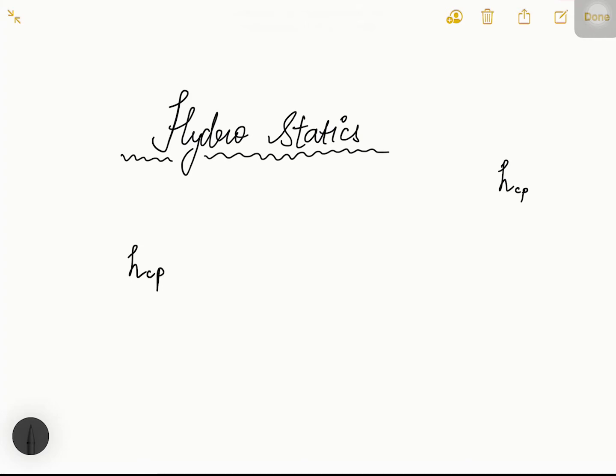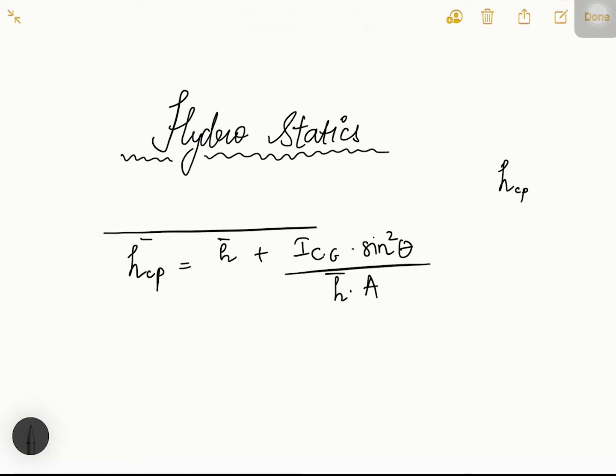So we found in the last class that HCP is equal to H bar plus ICG for that particular section of plane, ICG sine square theta by H bar multiplied by area of that plane. We discussed various conditions that might develop, such as if the plane is inclined, is horizontal, is taken to a significant depth, and what if it's taken to a very huge depth. We considered it as infinite depth, and we discussed various points.